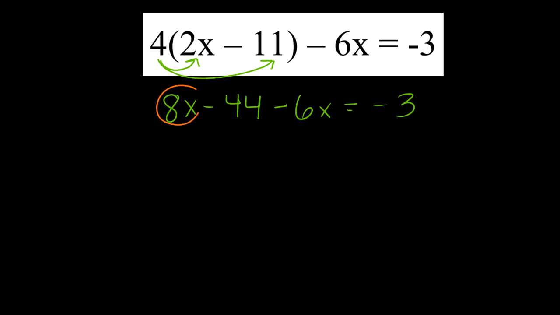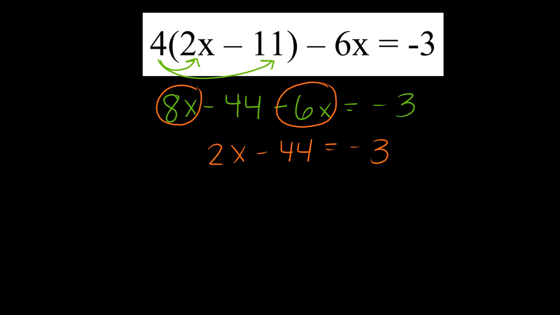We're going to start with the distributive property here. So we will multiply our 4 to our 2x and our 4 to our minus 11, which will give us 8x minus 44. And everything else is going to come straight down. So I still have a minus 6x equals negative 3. Our next step is we'll simplify on this left-hand side of the equation. So I've got an 8x minus 6x, and 8x and minus 6x leaves 2x minus 44 equals negative 3.